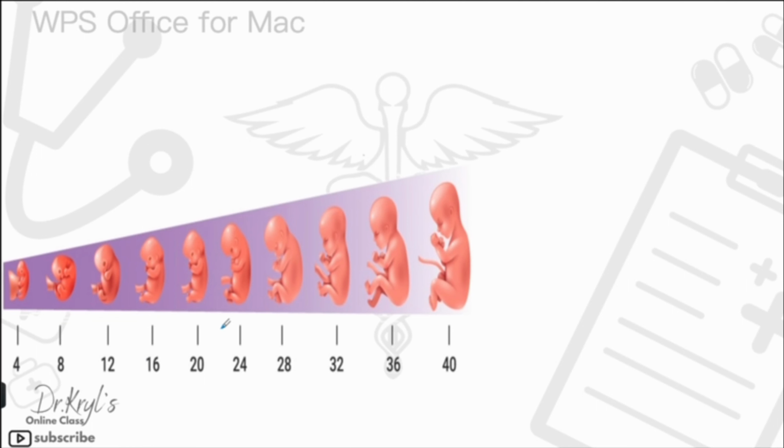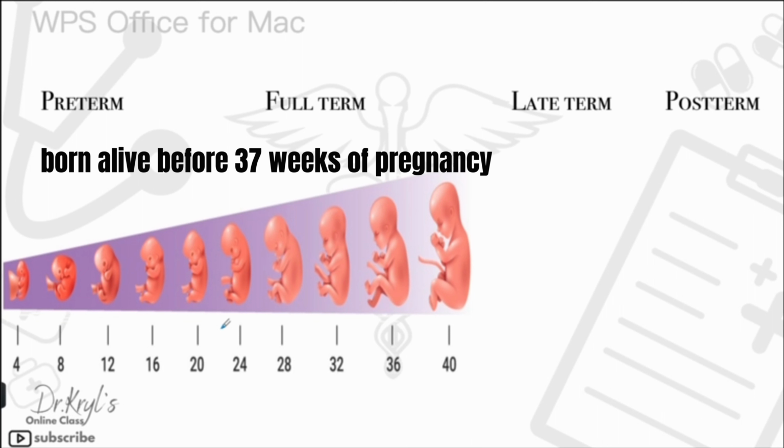Okay, here it's something about preterm, full term, late term, and post term. When we say preterm, it is a fetus born alive before 37 weeks of pregnancy, or in short, up to 37 weeks. Actually, there are subcategories of preterm birth, based on the gestational age.